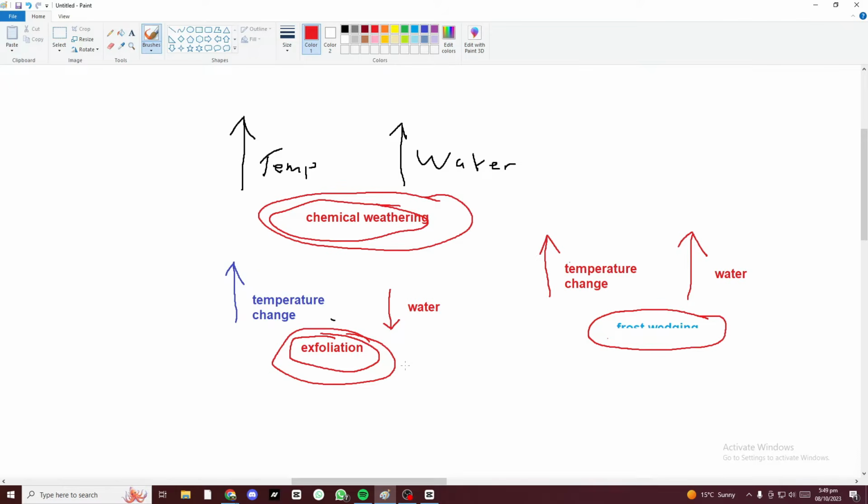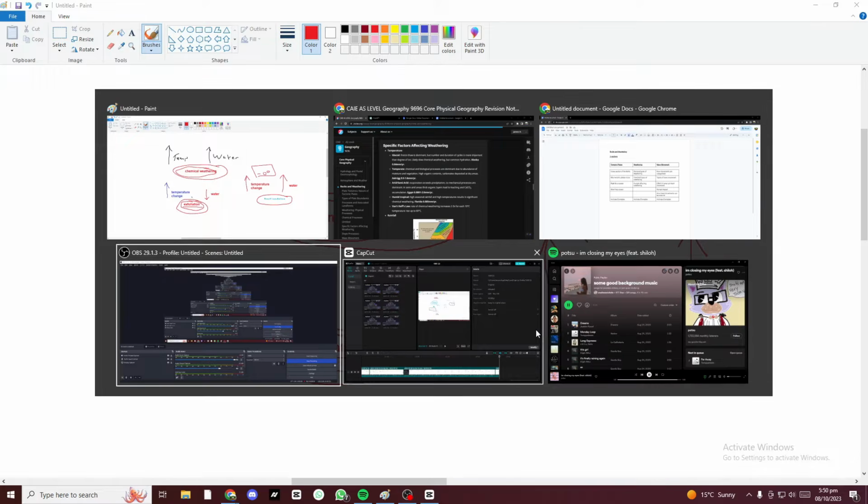So you could use Egypt as an example, or you could use the Namib Desert, or you could use the Sahara Desert as an example of a lot of temperature change and not a lot of water. And then a lot of temperature change and a lot of water causes frost wedging or the freeze thaw. An example of this can be anywhere where it snows, so anywhere where the temperature reaches below 0 degrees Celsius. I would use Alaska as an example of freeze thaw. Yeah, that's about it.